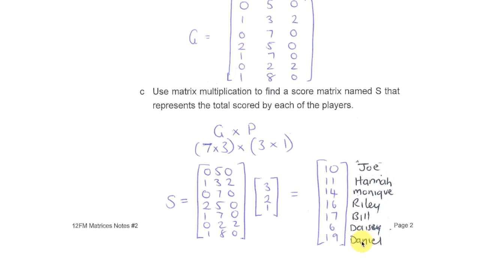You can see Daniel scored the highest, and so that is position 7, 1. So that's found by doing the 7th row by first column. So it's 1 times 3 plus 8 times 2 plus 1 times 0, or 0 times 1. Okay, so they are the individual scores for each player.